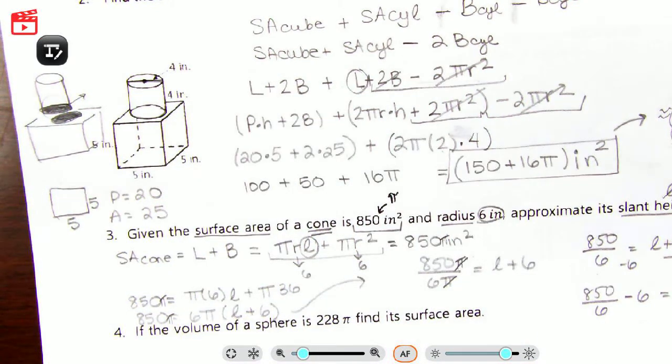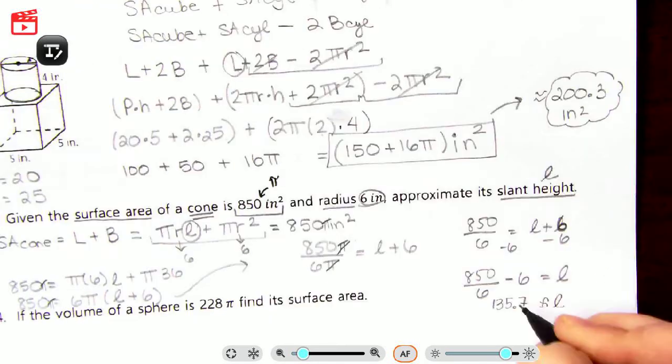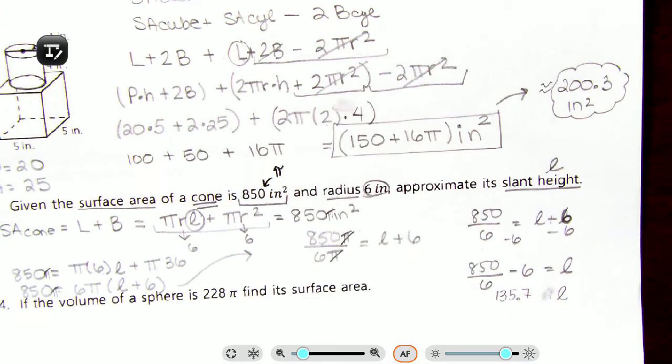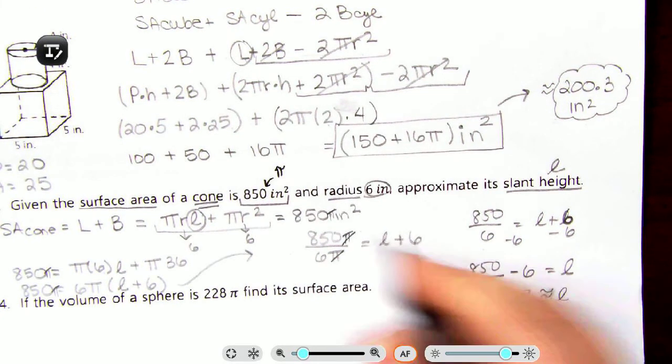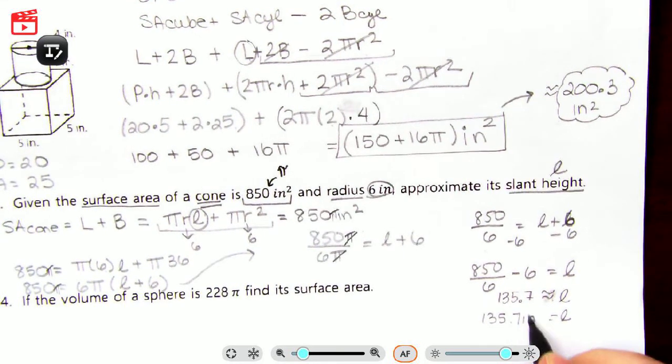And now that you have your trusty calculator available, you have 850 divided by 6 minus 6. Let's see what that gives us. And that gives us our slant height to be approximately 135.7. Oh, and I just realized you didn't see that. So our slant height is approximately 135.7. Don't forget your units. It's in inches, so our slant height is 135.7 inches, about.